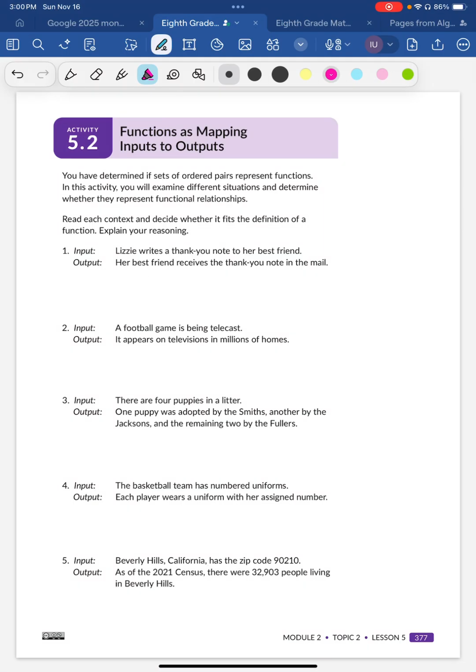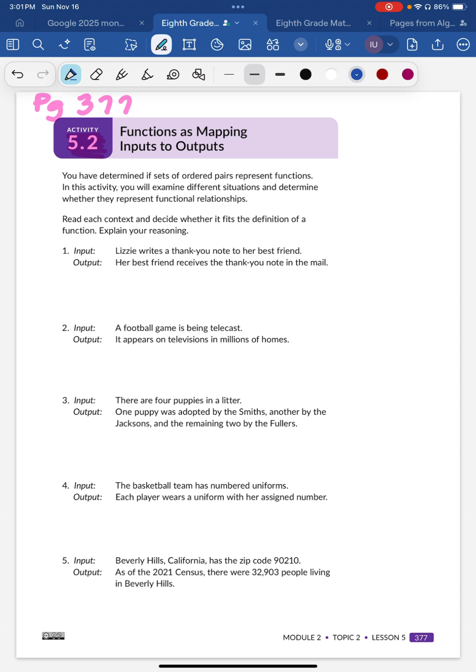Okay, now we're on page 377. I apologize, I'm sorry. We are going to do activity 2, functions as mapping inputs to outputs.